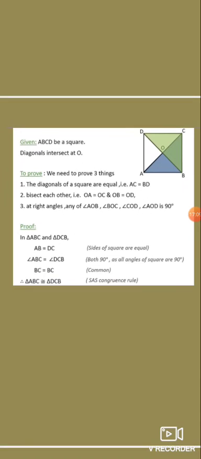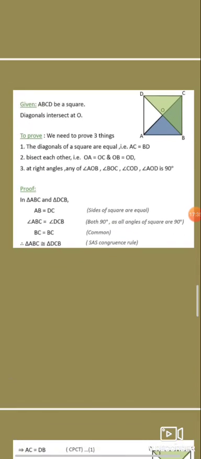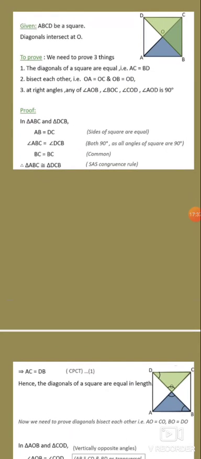Now for the proof, in triangle ABC and triangle DCB, AB equal to DC, sides of the square are equal. Angle ABC is equal to angle DCB, 90 degrees, all the angles are 90 degrees in a square. BC equal to BC, common side. So those two triangles are congruent using SAS congruence rule. Now AC equal to BD using CPCT. The diagonals are AC and BD. Hence the diagonals of the square are equal in length.